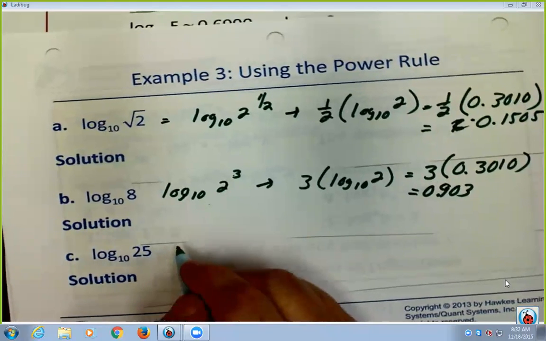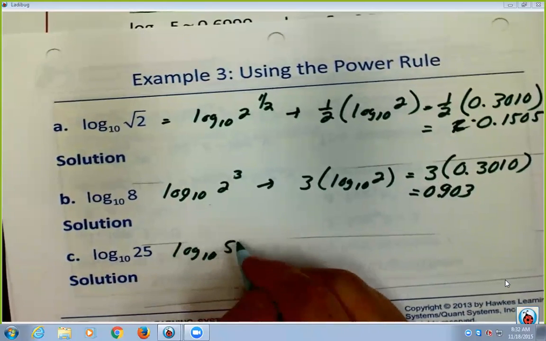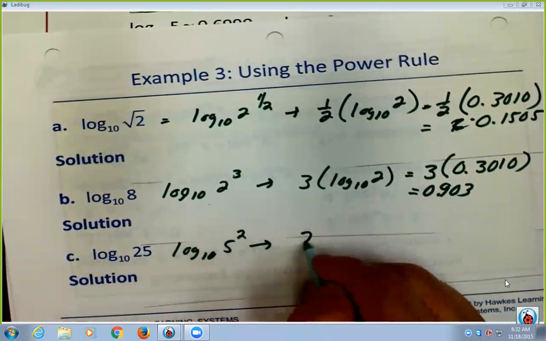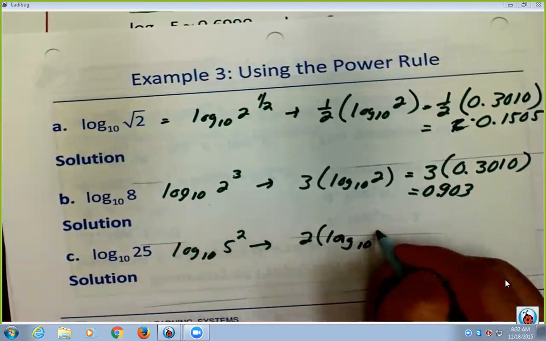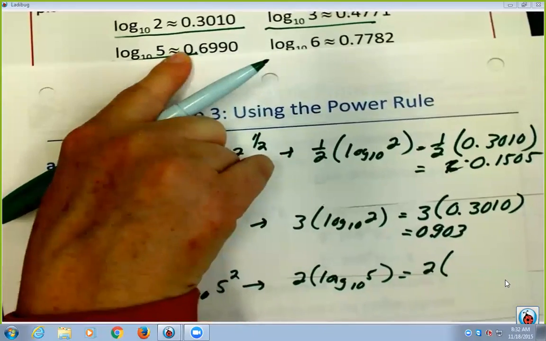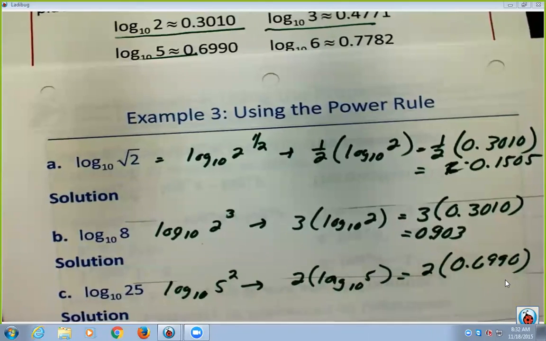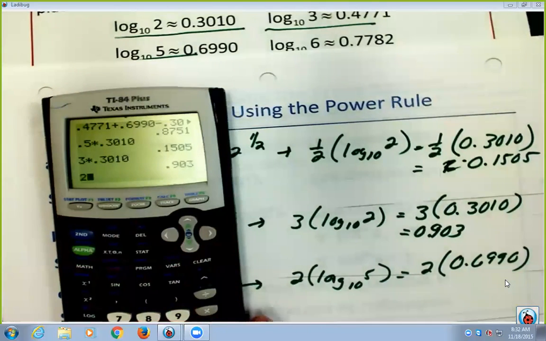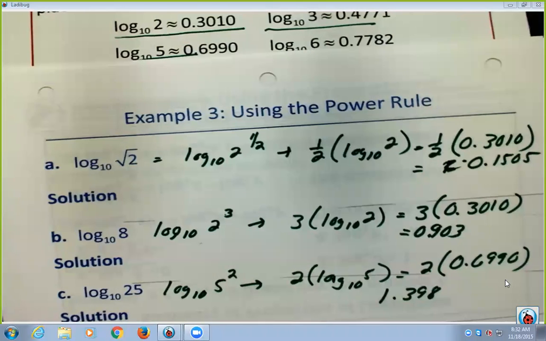Okay, and then the last one here is log base 10 of 25, and 25 becomes 5 squared. So that's going to be 2 times log base 10 of 5, or 2 times what that was equal to, and that's equal to 0.6990. And so I just multiply that, 2 times 0.6990, and I get an answer of 1.398. Okay, so that's what happens with this stuff.